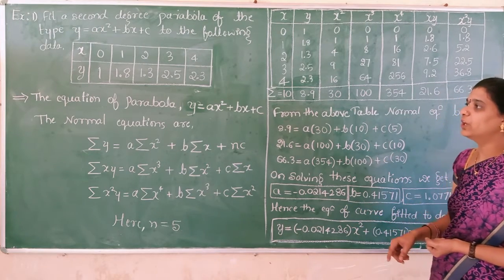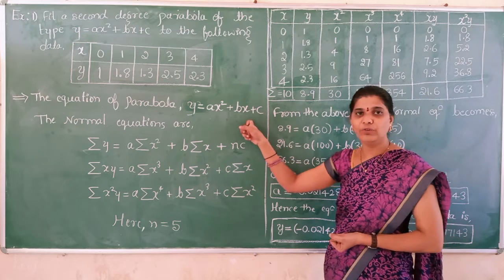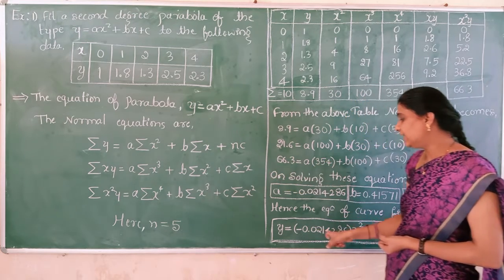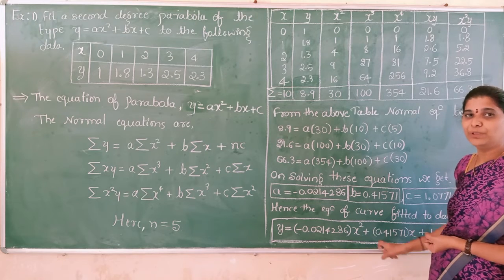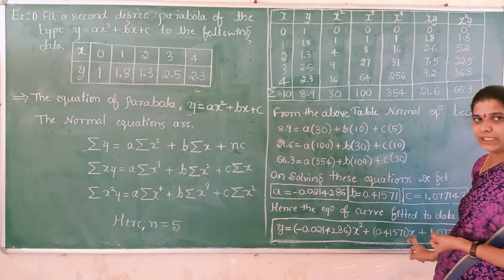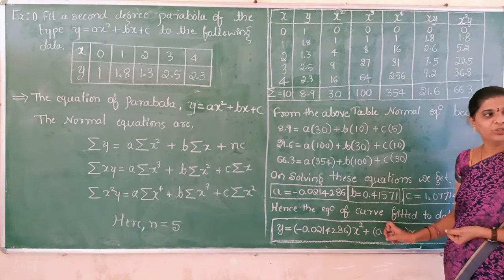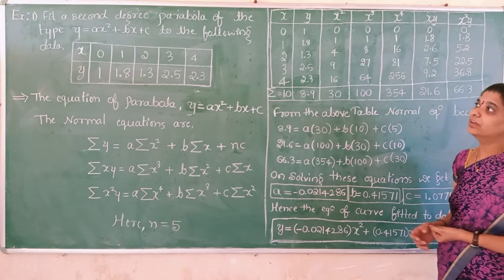That value again we have to substitute in the second degree curve itself. So that equation gives the best fitting of the curve, meaning that with these values of a, b, c, we get the best fitting of the curve itself. This is the example.